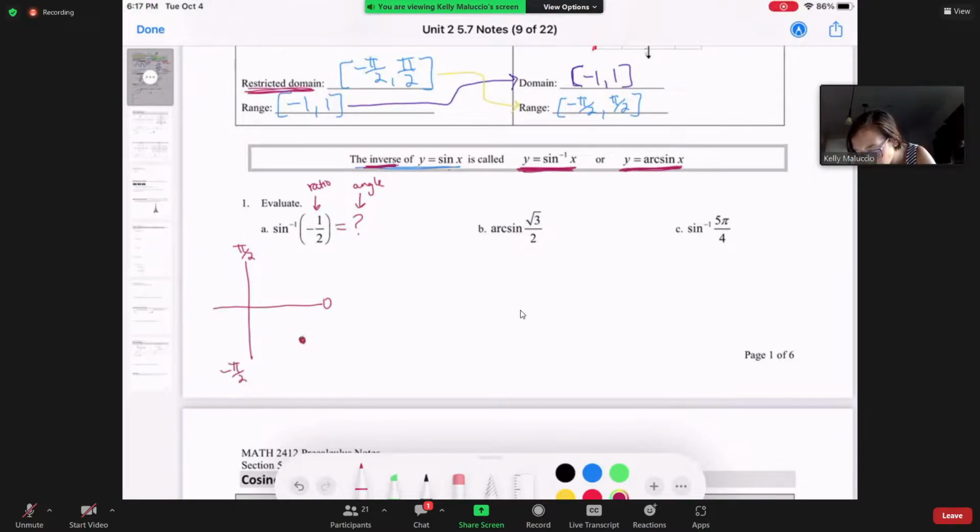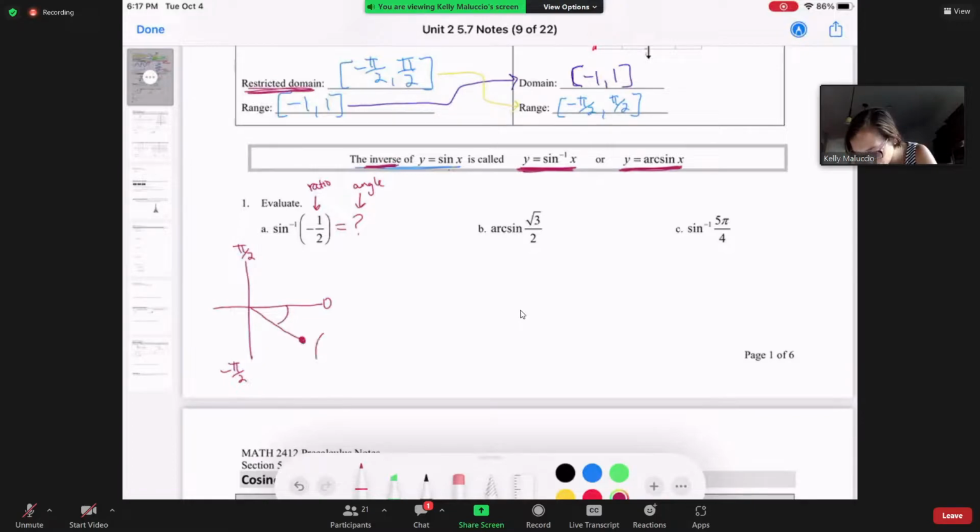So it's somewhere down here. And I know it's either going to be -pi/3 or pi/6. I just have to figure out which one it is. And Jakob said in the chat, he thinks -pi/6. So I'm going to say I'm pretty sure that is correct.